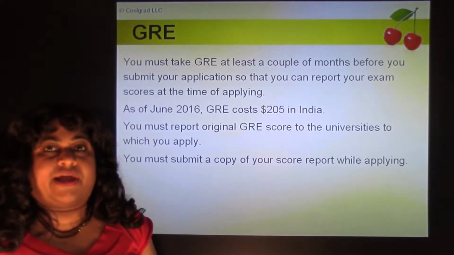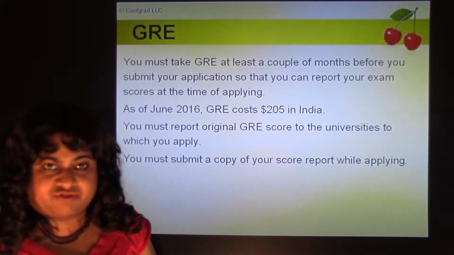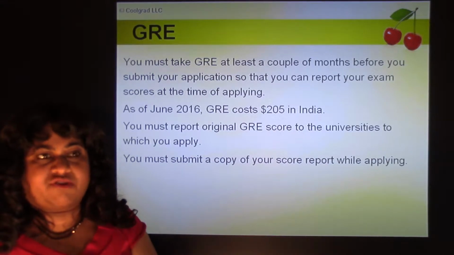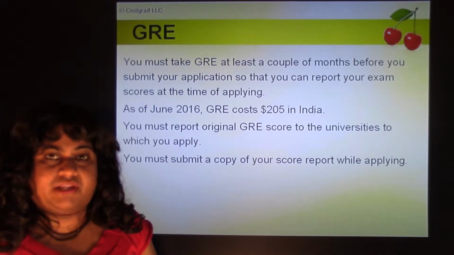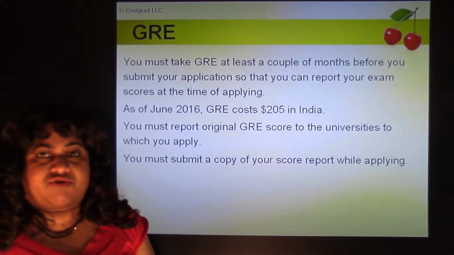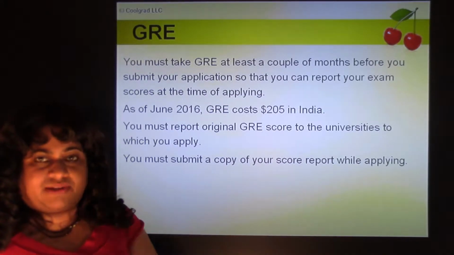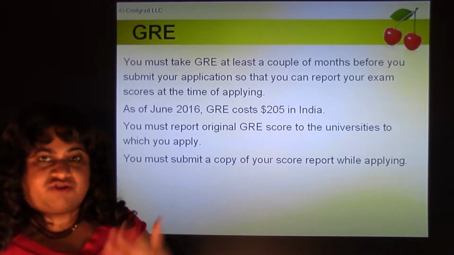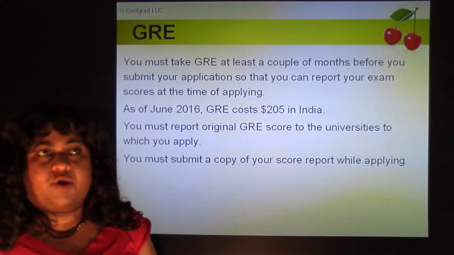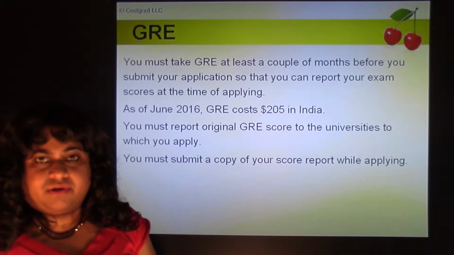Suppose you're applying to the fall 2016 semester, then you have to submit your application mostly by the end of October or early November of 2015 for fall semester admission. Suppose your application deadline is November 15th of 2015, then you must plan to take the GRE at least 2 months before, so preferably by August or September.